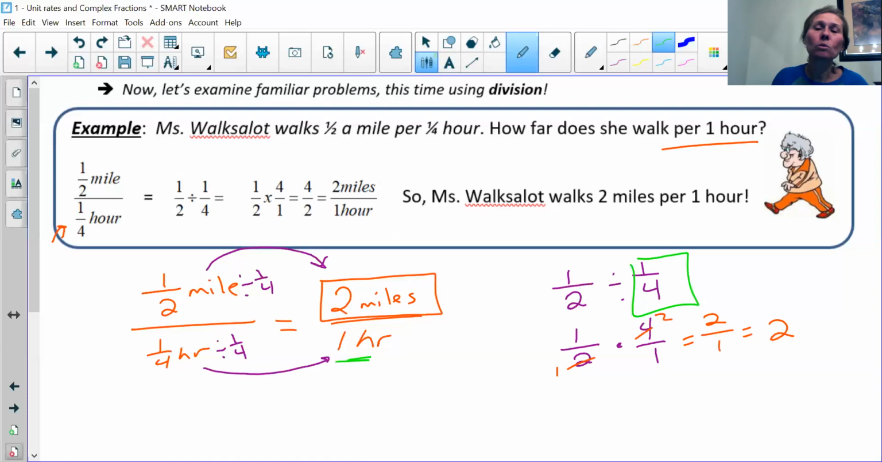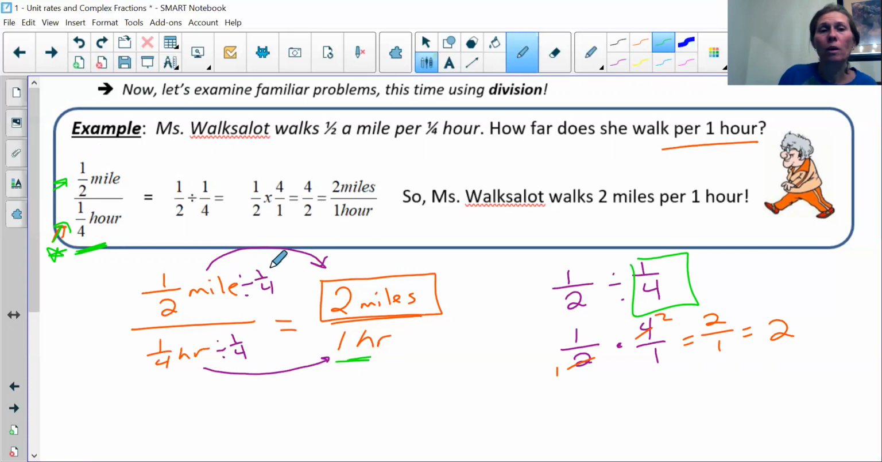So when you're going to set it up, now you can do it as a proportion. That's fine. That's how I think about it. But if you want to do a shortcut, here's the shortcut. All you have to do is say 1/2 of a mile divided by 1/4 of an hour. Whatever you want 1 of goes on the bottom. That's important. If you put it on the top, you're going to get a completely different answer.